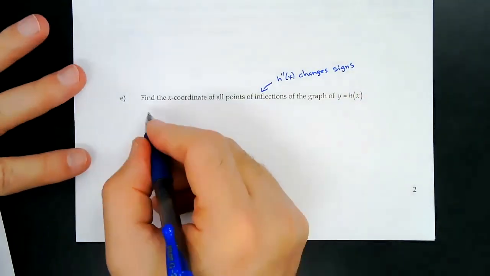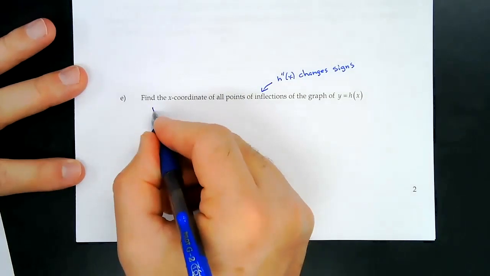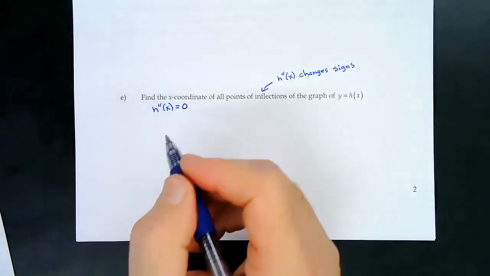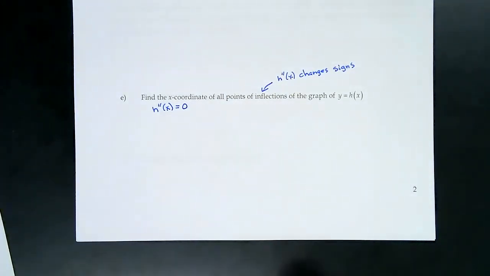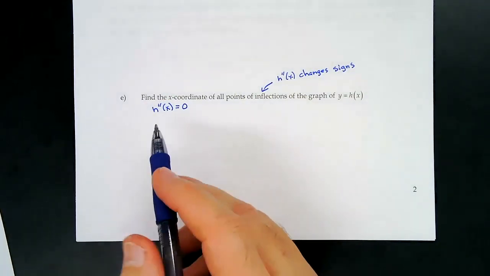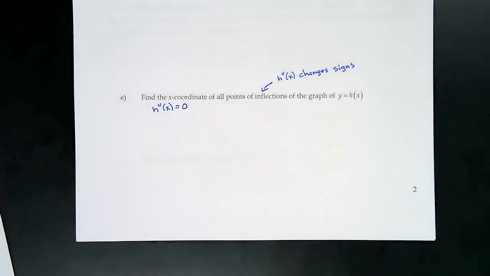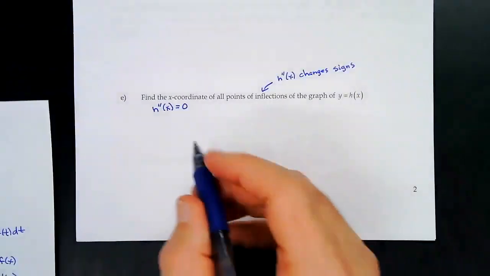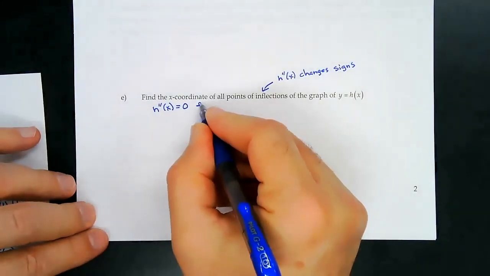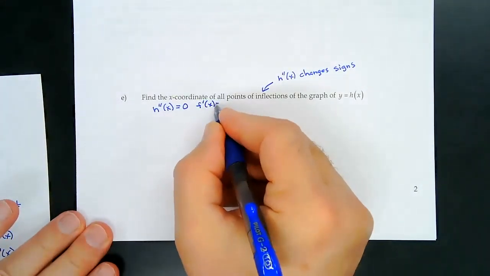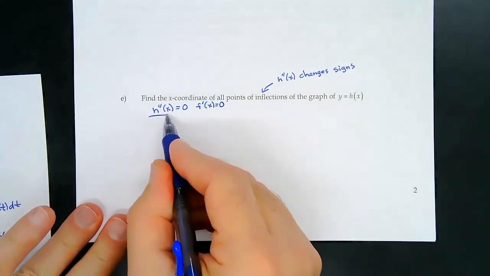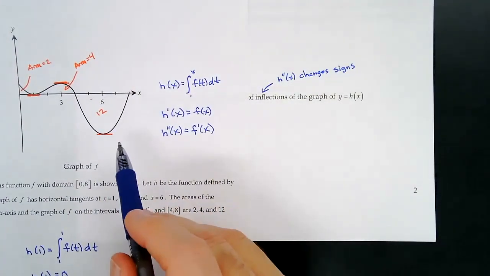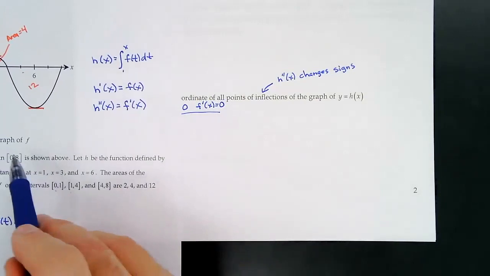Okay, so we want to figure out where h double prime of x is equal to 0, and also where it's undefined. It's not going to be undefined anywhere. But really, remember from the first page, h double prime of x is f prime of x. So we're also looking for where f prime of x is equal to 0. And when does that happen? If we're looking at the graph of f, that's where we have horizontal tangents, right? Because this is the graph of f.